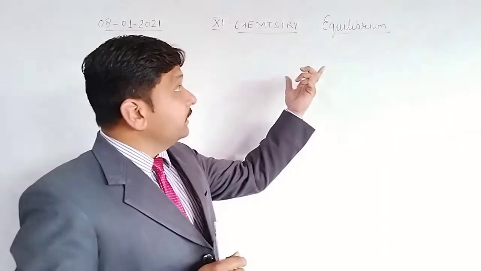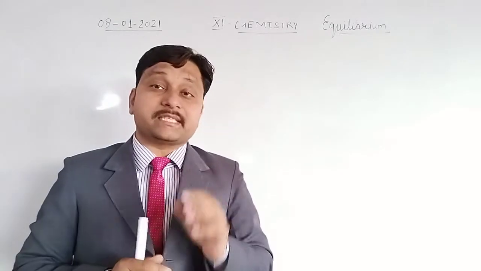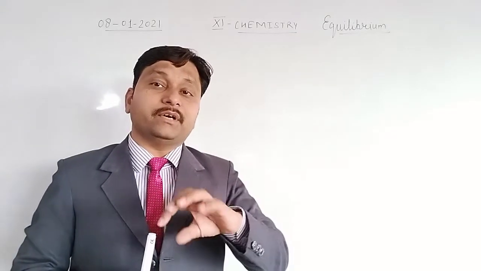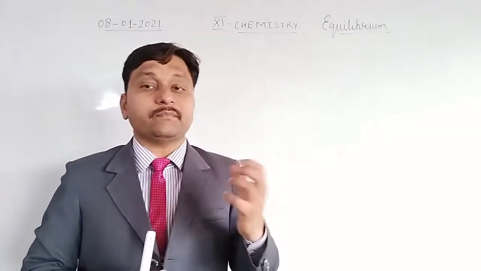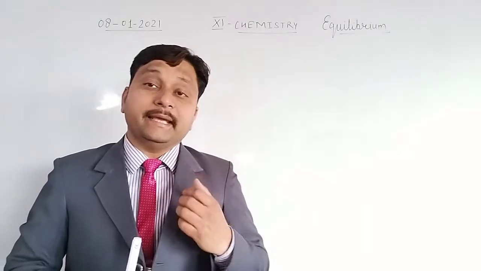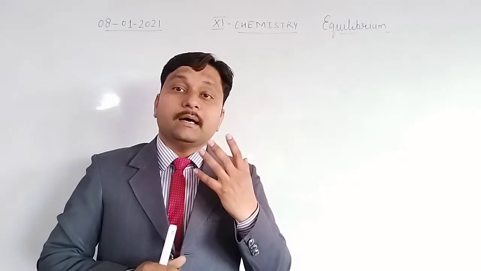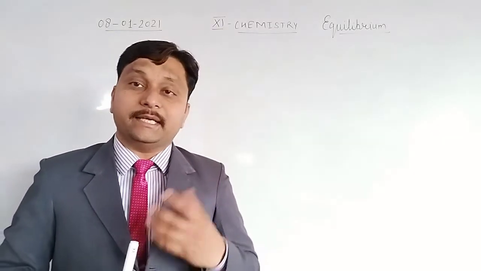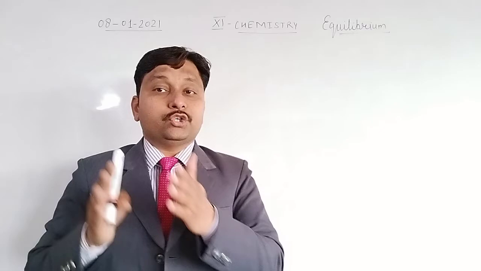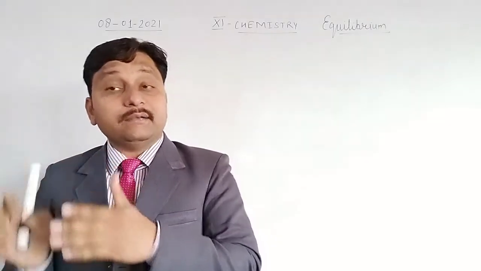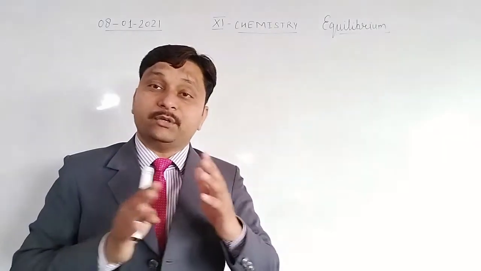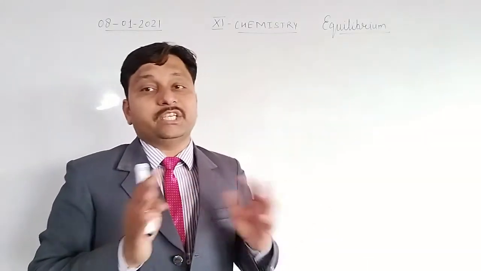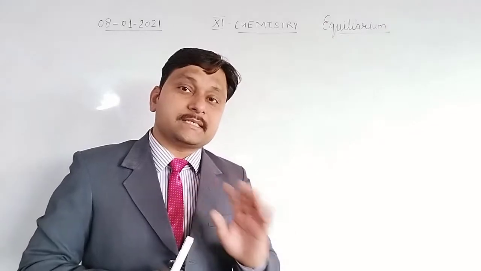So we are talking here about the equilibrium, and equilibrium is established in those reactions in which the reactant converts into the products and the products convert into the reactants. For example, if we have the ammonia, it undergoes heating and is converted into the nitrogen and hydrogen gas. If we talk about the another way, nitrogen and hydrogen combine, they convert into the ammonia, means the reaction proceeds on both sides.